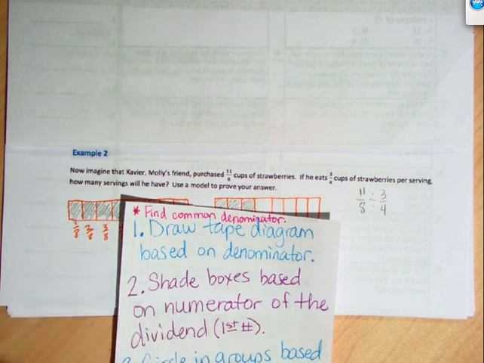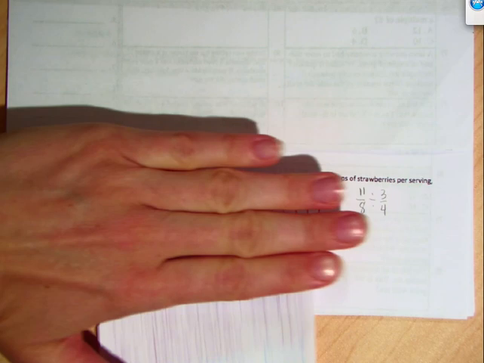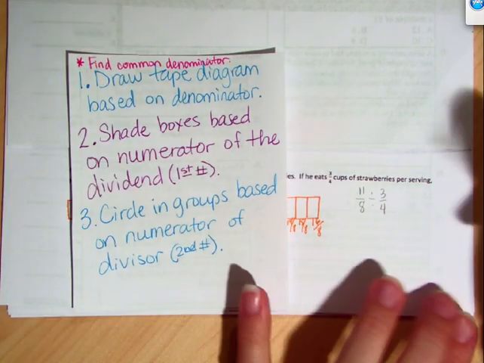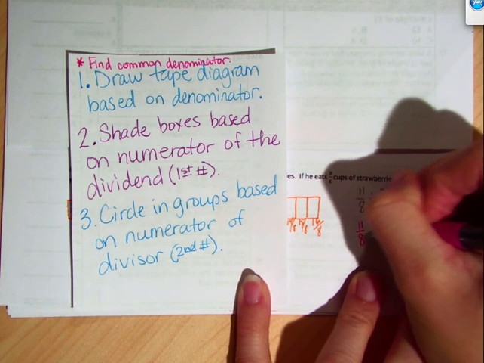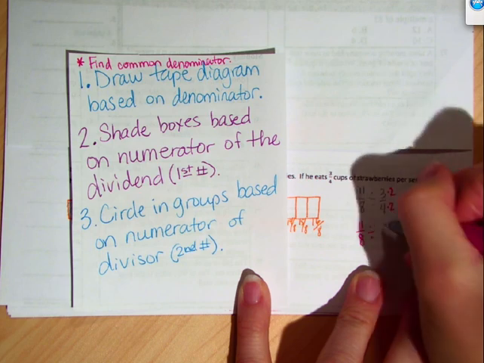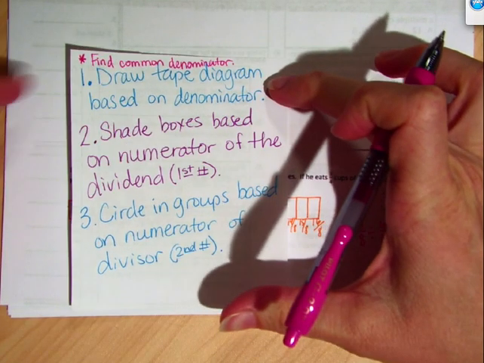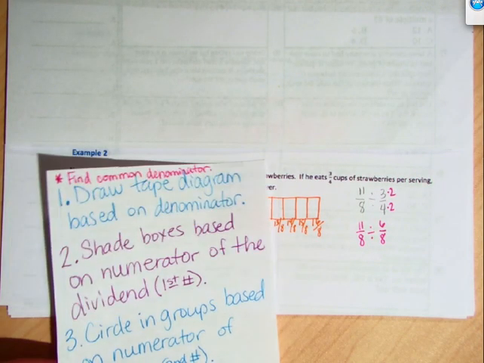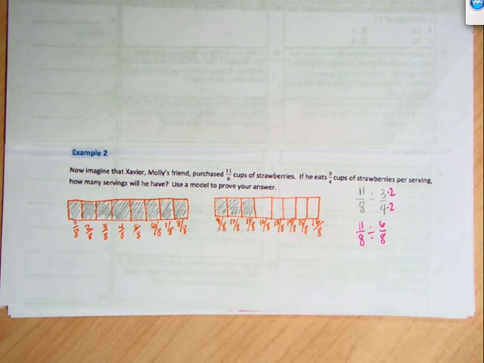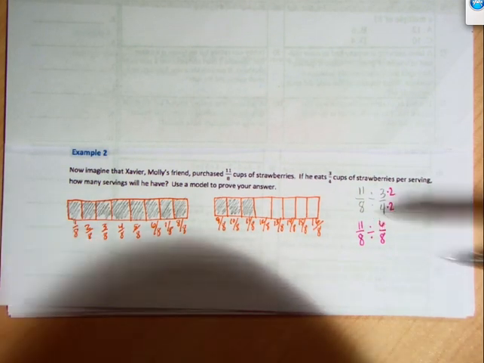Okay, find the common denominator first. So let's pretend like we didn't do this yet. We haven't drawn anything here, but we're starting our problem. Okay, I am so sorry. So we have 11/8, and we're going to divide by, change it to a common denominator, so we'd have 6/8. Okay, now let's draw our diagram based on eighths. Oh, good job. And then we'll shade the boxes, which we did. And now we're going to circle in groups of 6/8. Oh my goodness, what was I thinking?